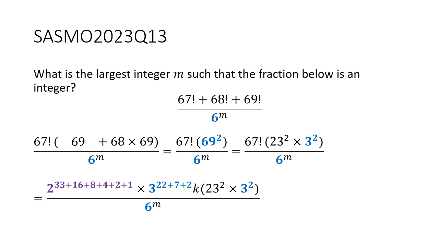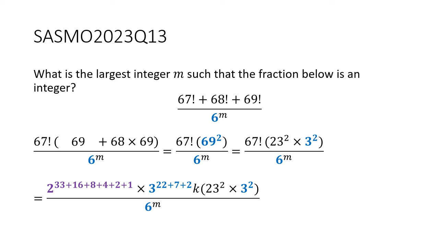And out of those 33 even numbers, 16 of them are multiples of 4, 8 of them are multiples of 8, 4 of them are multiples of 16, 2 of them are multiples of 32, and 1 of them is a multiple of 64. So each of these will contribute one factor of 2. So in total, you're going to have 33 plus 16 plus 8 plus 4 plus 2 plus 1 factors of 2. You repeat the same process for 3's.